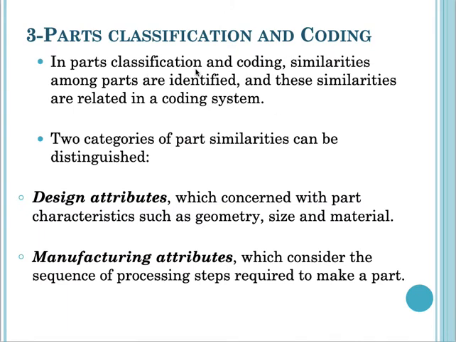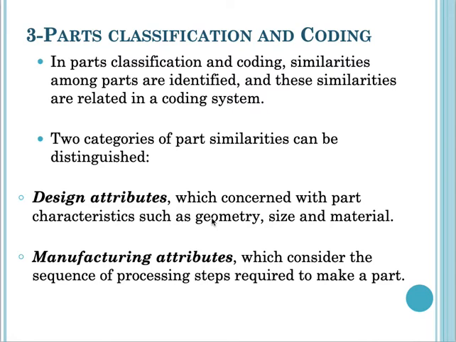This is very important, that we discussed in a previous class and said that the next video will cover this. In part classification and coding, the parts are grouped into families by considering the individual design or manufacturing attributes of each part. The attributes of the parts are uniquely identified by means of a code number. This classification and coding may be carried out on the entire list of parts of the family.